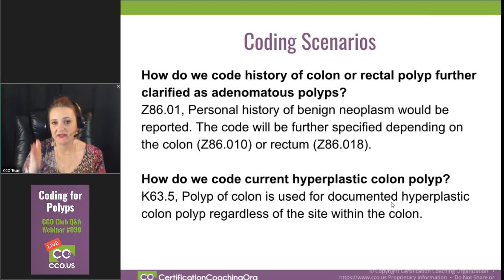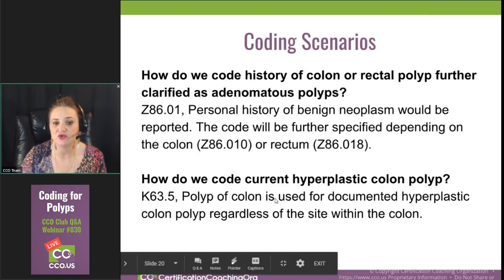And by seeing how the history codes are set up, it kind of gives you a window into what they are thinking, right? If it's history of benign neoplasm, it's going to get you to Z86.1, and then the colon is 0, and the rectum is 8, going to end in 8.